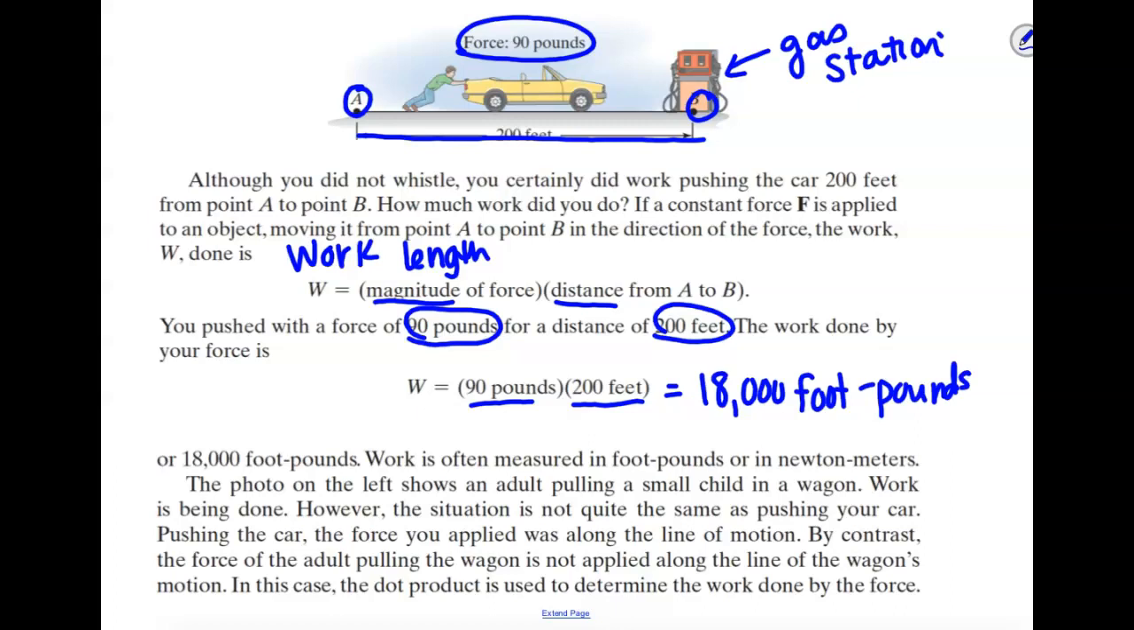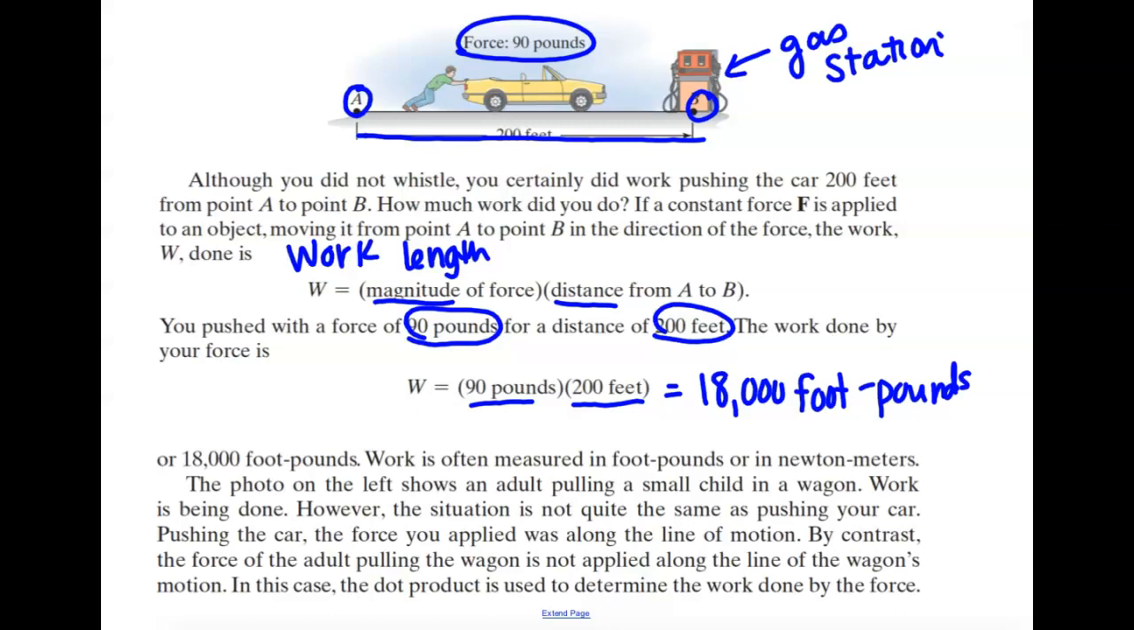The photo that you can look at is a wagon being pulled, which we're going to be looking at in the next example. Work is being done. However, the situation is not quite the same as pushing your car. Pushing the car, the force you applied was along the line of motion. By contrast, the force of an adult pulling the wagon is not applied along the line of the wagon's motion. In this case, the dot product is used to determine the work done by the force.